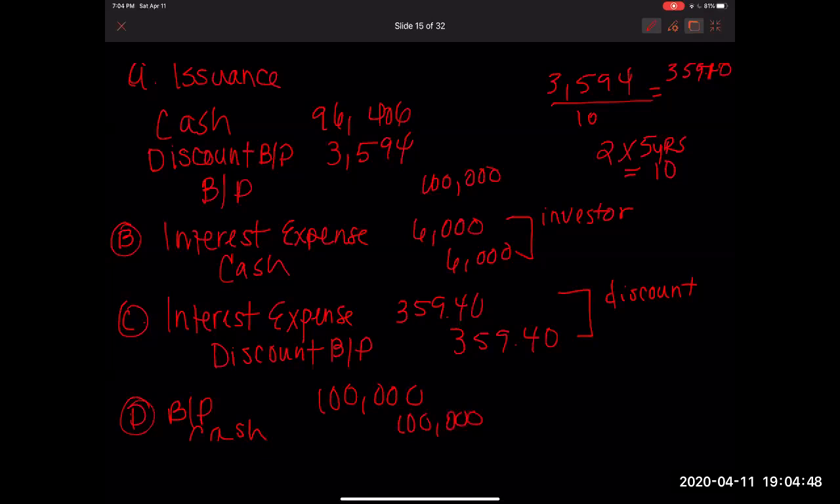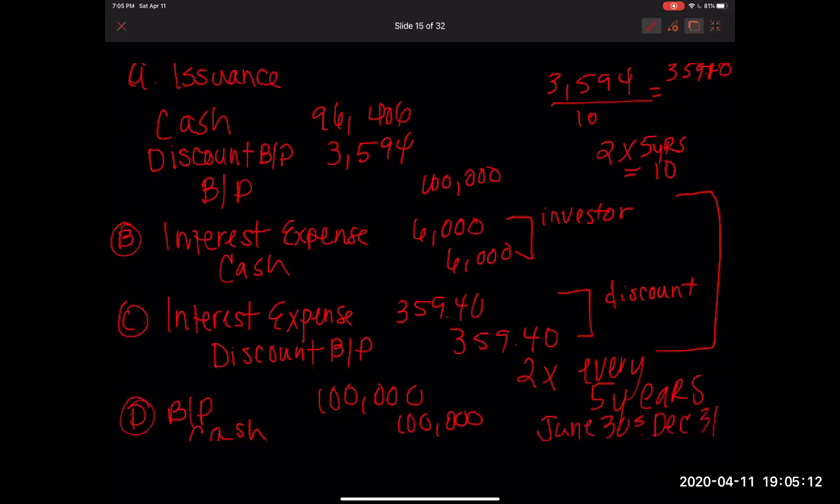Now, before I move on, I just want to make sure you guys know that these two journal entries will happen consistently, twice a year, every year for the next 5 years of the bond. Okay, so that's very important. You will see this every June 30th and December 31st. And then at the very end on year 5, this will be your journal entry to capture the repayment of the bond. So hopefully that all makes sense.